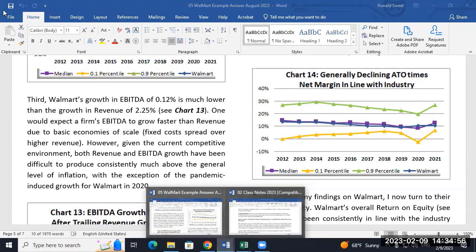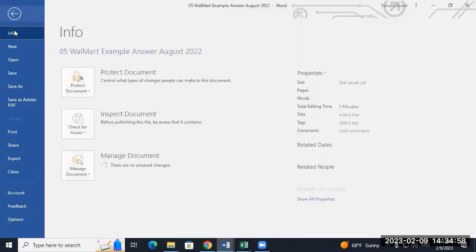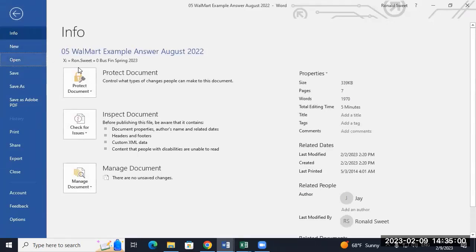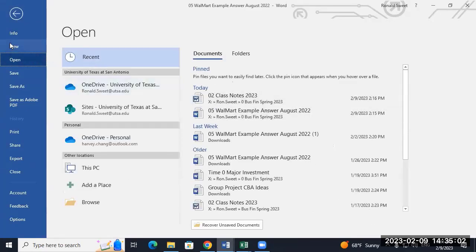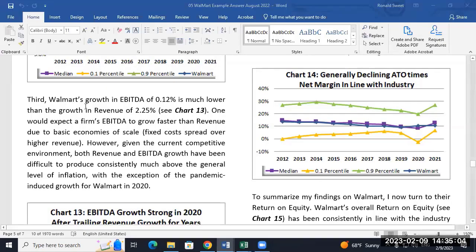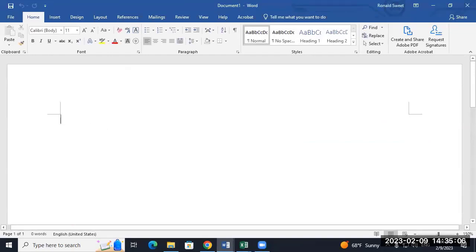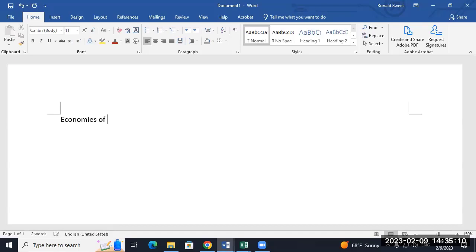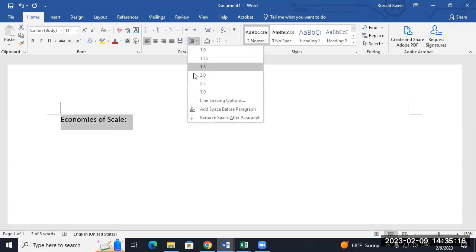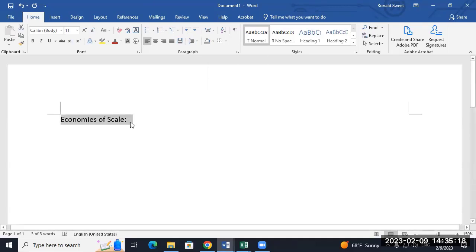Let's talk about it without talking about Walmart yet. So let's think about this term, economies of scale. Does that have meaning to you? You probably heard that term before. Anybody have an idea what that might mean? You have economies of scale.